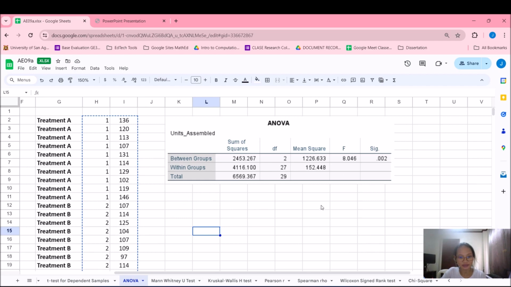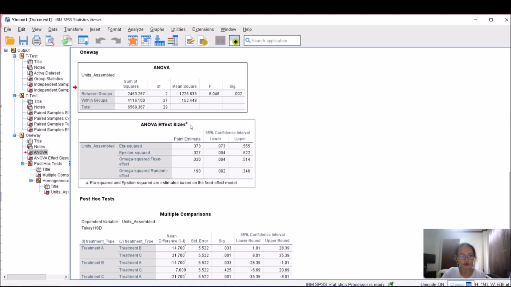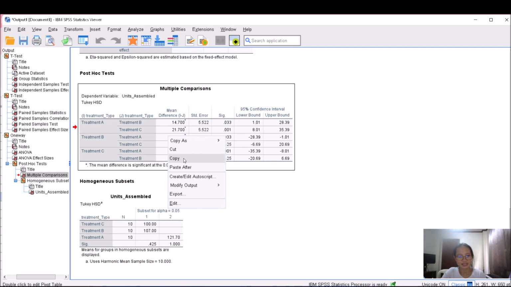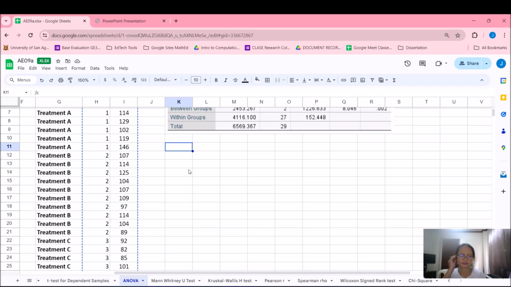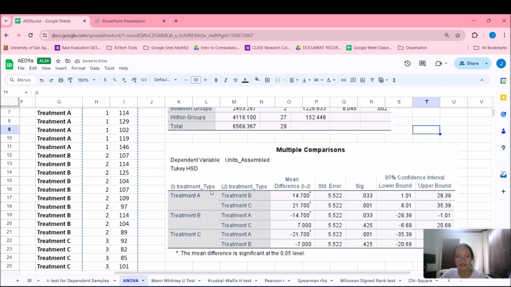So which of the 3 methods has significant differences? That's where the post hoc analysis comes in. So you go here to your multiple comparison. Let's copy this. And this is now your treatment A versus your treatment B and C, and that's 0.033 and 0.001.